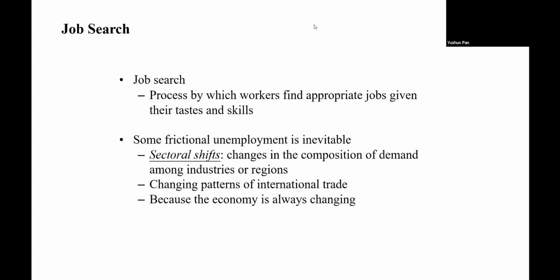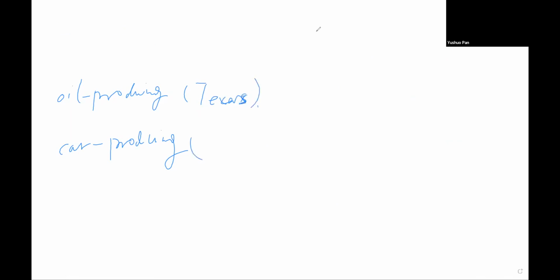Why? Let's see an example. Imagine there are two industries. One is oil producing firms, and the other is car producing firms, or areas. For oil producing in the United States, we can imagine it's Texas. And for car producing, you can imagine it's Michigan. So two areas with two different industries.